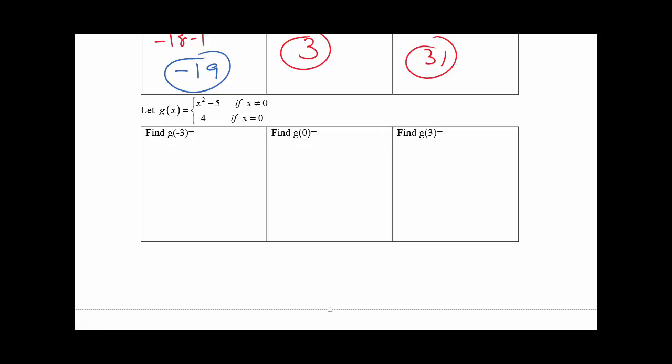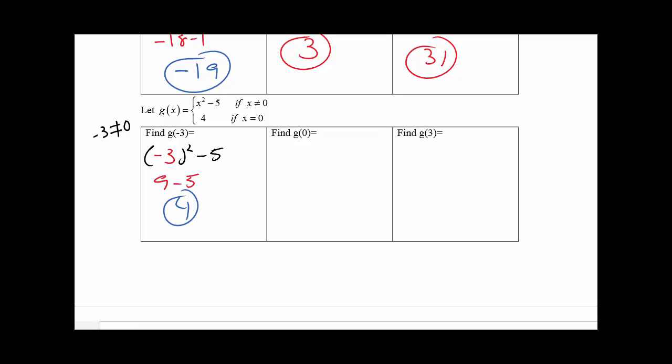G of negative 3, do I want the top or the bottom? Since negative 3 does not equal 0, I want the top. So something squared minus 5, and we'll fill that hole in. What's negative 3 squared? That's 9 minus 5, and I get a 4 out of that.